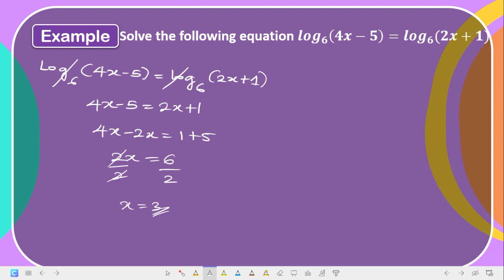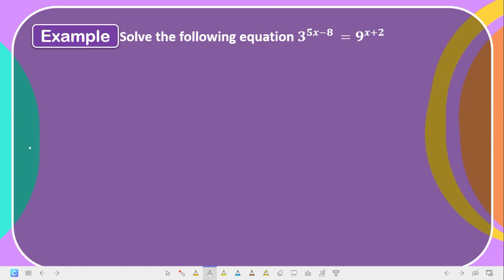So let's continue with the next. And this, I think, is the final question for this session. Now, the question says 3 raised to the power of 5x minus 8 is equal to 9 raised to the power of x plus 2. Is that not so? Now, what do you think we can do here? Make the bases equal, right?